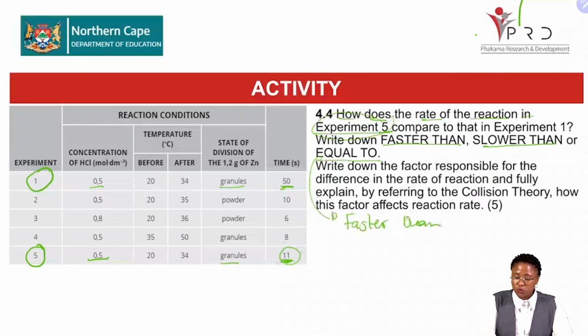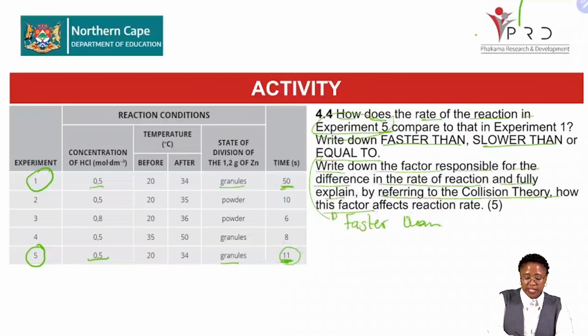Then they are saying to you, write down the factor responsible for the difference in the rate of reaction and fully explain by referring to the collision theory how this factor affects the reaction rate. Remember, I said to you, this question will always want you to refer to the collision theory. Why increasing concentration, increasing pressure, increasing all of these things affects the rate of reaction.